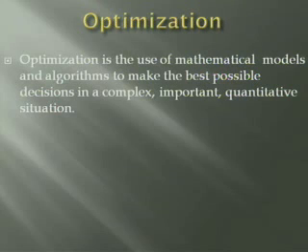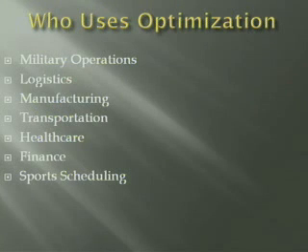So optimization, what is it? It is the use of mathematical models and algorithms to make the best possible decisions in a complex, important, quantitative situation. Who uses optimization, what fields? Military operations, logistics, manufacturing, transportation, healthcare, finance, and even sports scheduling.